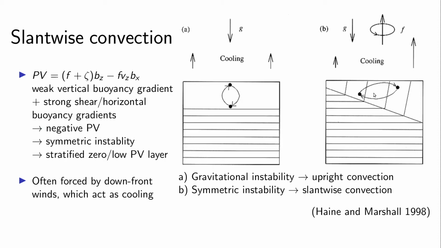And this sort of slantwise mixing creates a zero or low PV layer that's actually stratified. So this whole wedge here has very low PV, but it actually is stratified. So you'd see this low PV signal, but it would be below what you would conventionally define as the mixed layer. And this kind of scenario can come up when you have down front wind forcing. So I'll show that here.